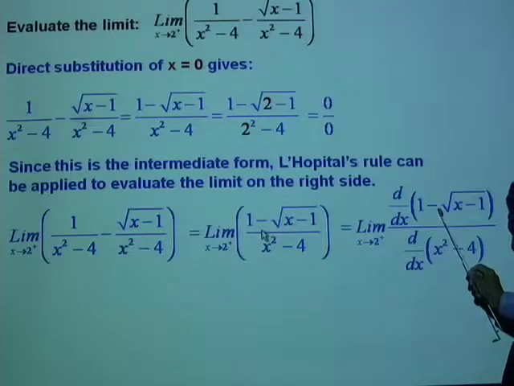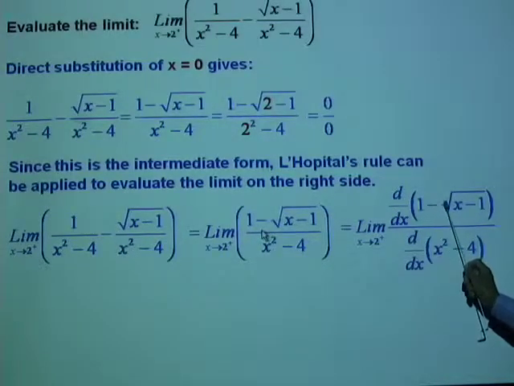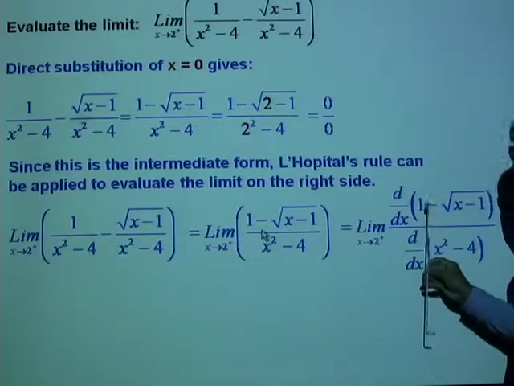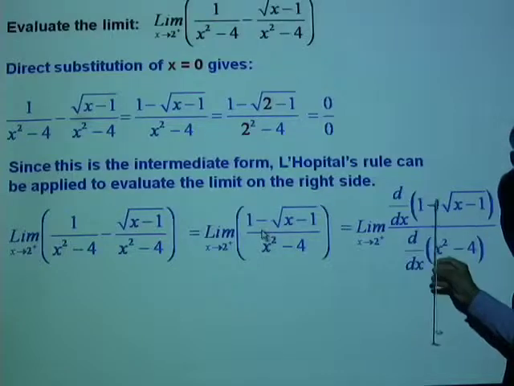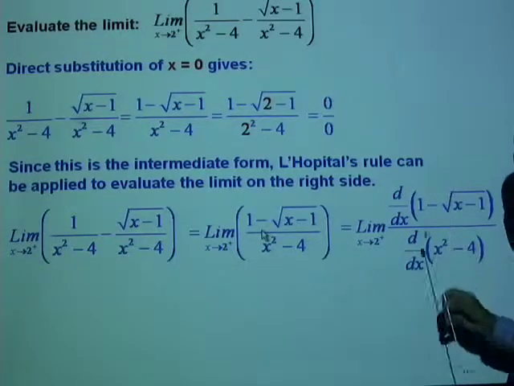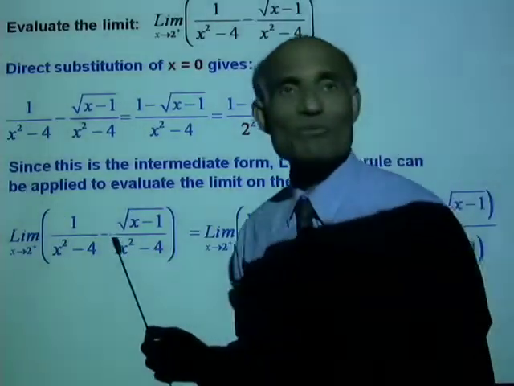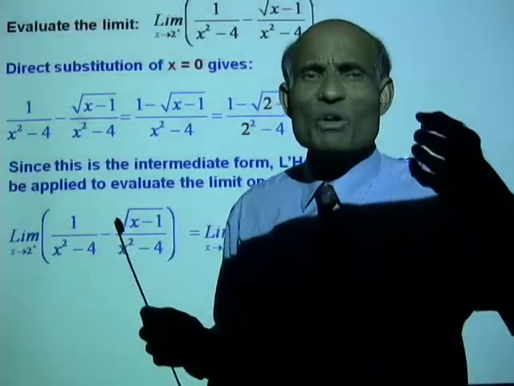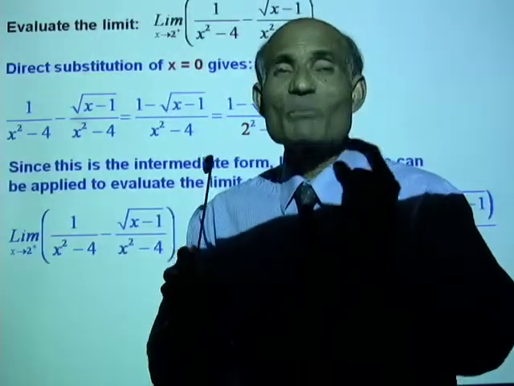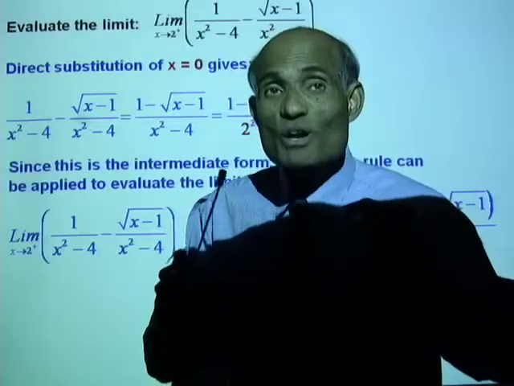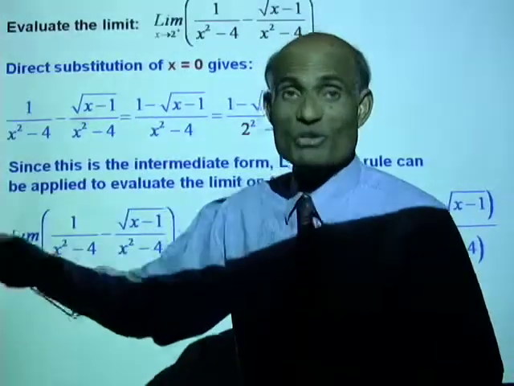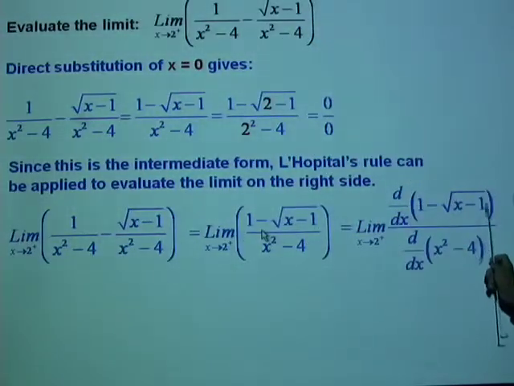Okay. Tell me, what is the derivative of 1 minus square root of x minus 1? The derivative of 1 is 0 minus, what is the derivative of square root x minus 1? Now again, remember the dictum I gave you. The derivative of a square root quantity will be 1 over 2 square root of that quantity times derivative of the quantity. The quantity here is x minus 1.